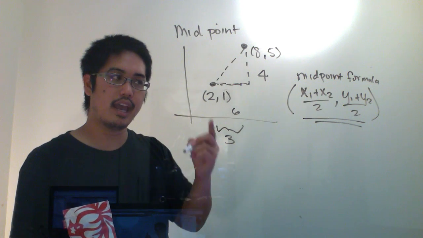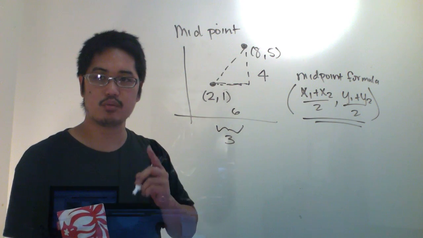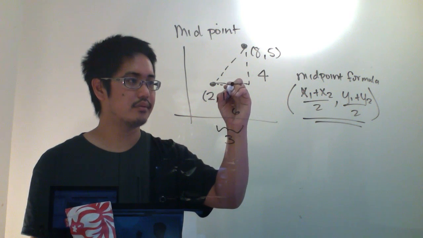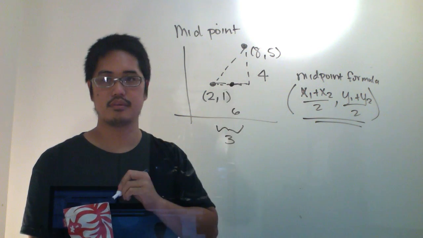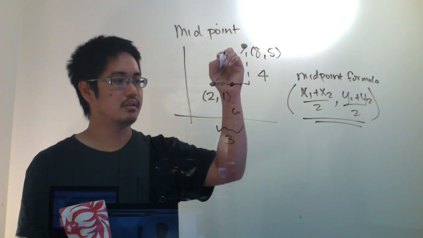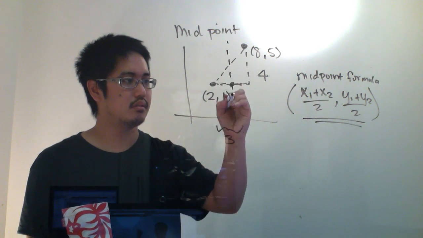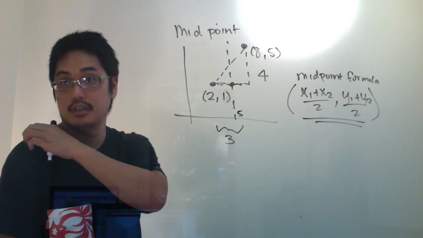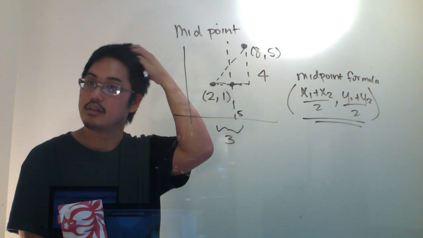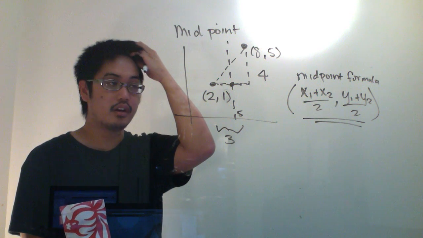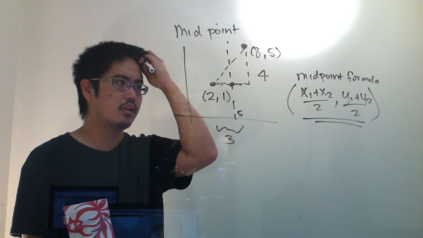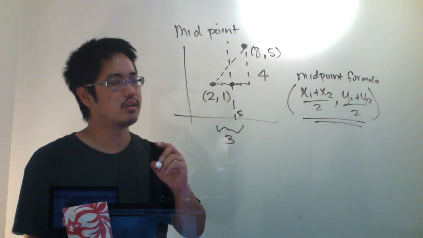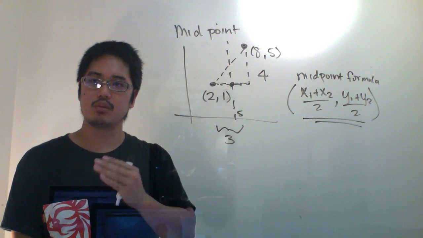So what is the x point? What is a point that is right in between 2 and 8? I would say 5. Right? You guys agree? All right. Now, let's talk about the y values. The distance between here and here is 4. What is a point that is right in between 5 and 1?